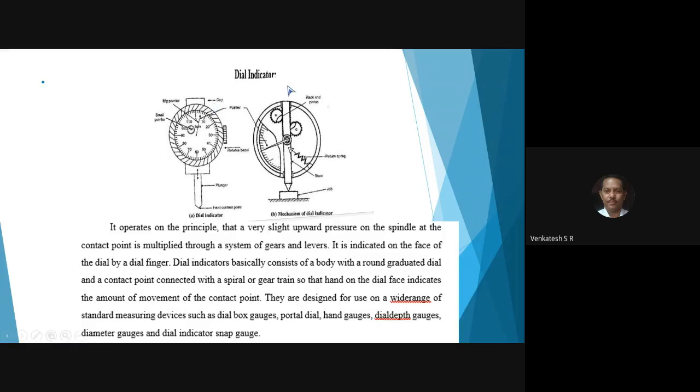First, what are all the items or parts present in the dial indicator? First, the dial. The name itself indicates the dial. All of you observe here, this is the dial. On that, only the dimensions or numbers are engraved.